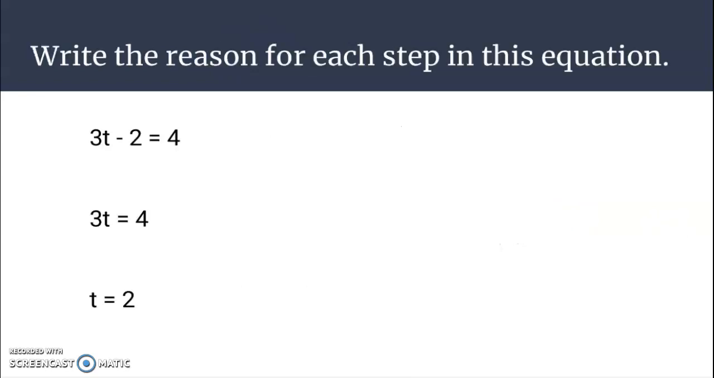Alright, now we're going to get into the reasons for this. We have a solved equation. We could do this for inequalities, but we're focusing on equations here. We have 3t minus 2 equals 4. The next step, 3t equals 4, and finally we get t equals 2. Now we want to find the reason for each one. The first one's easy: it's always given. That's what we start with. And then apparently what happened was we added 2 to both sides.